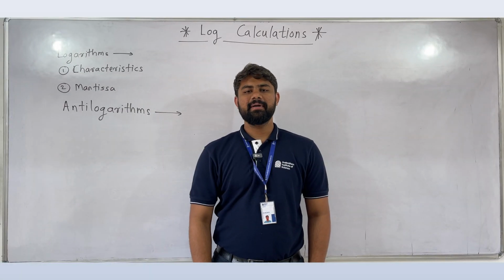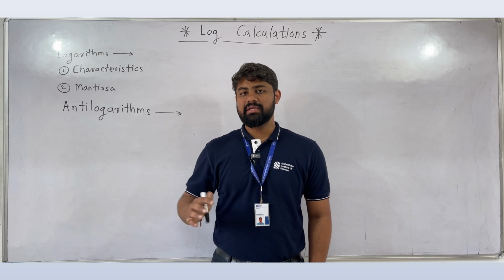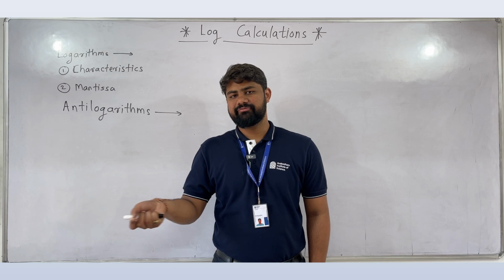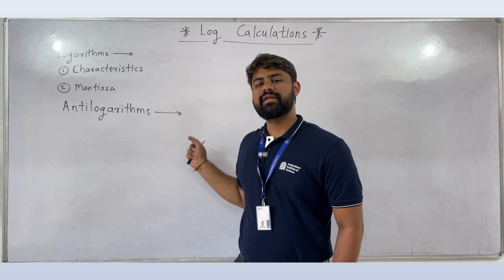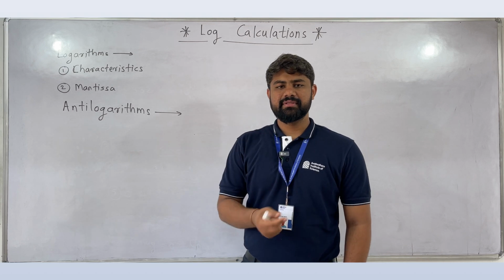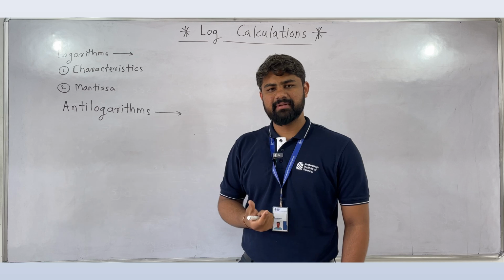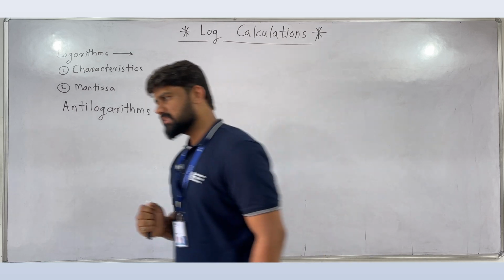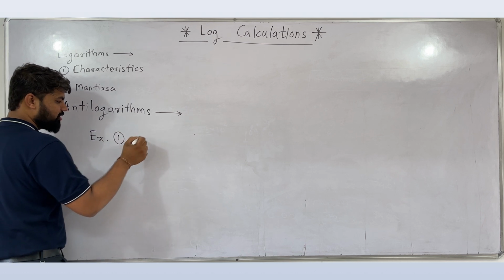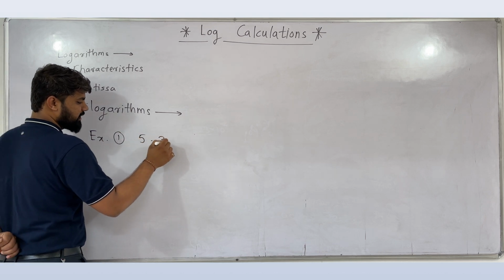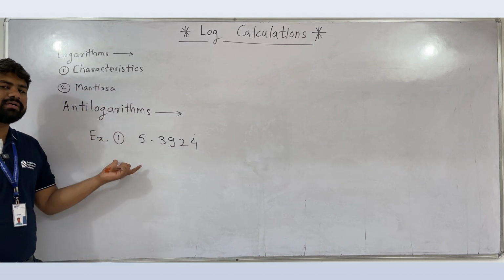Now, up until now we have discussed how to find the log from a number. Now, let's see, can we find a number with the help of the log? This process can be done with the help of the anti-logarithm table. How do we do it? Very simple. It has the same process as using the logarithms table, just a few changes. Let's see, we have example 1. We have the log of a number, 5.3924. Now, how to find the anti-log of this number?